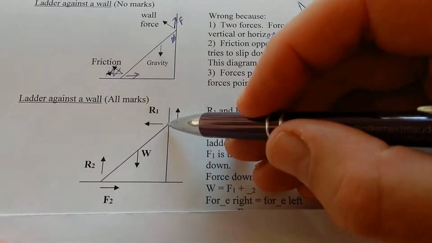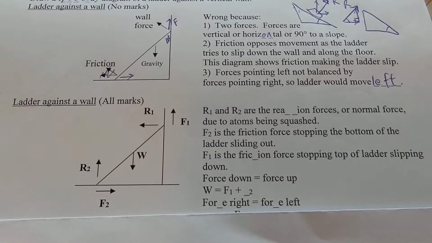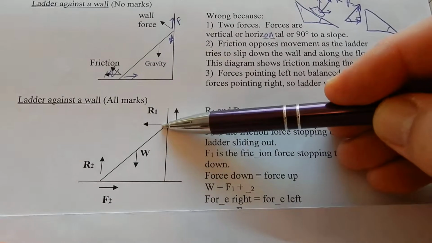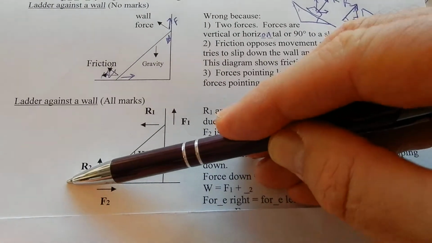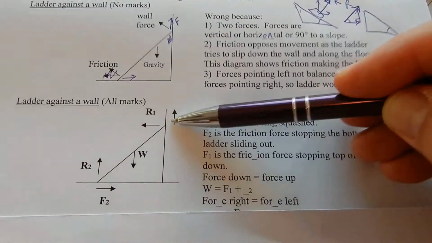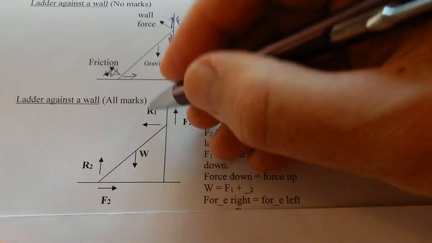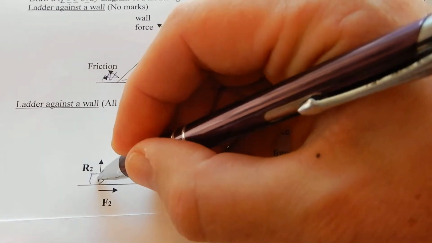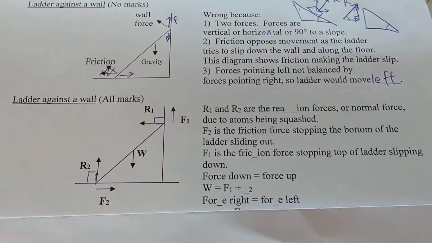Okay, so the ladder wants to move down. The ladder is going to move down. If it starts moving, that bit of the ladder is going to go down, and that bit of the ladder is going to go that way. So that's why the friction forces are in the direction opposing the movement. The reaction forces are at 90 degrees, right angles, to the wall and the floor.